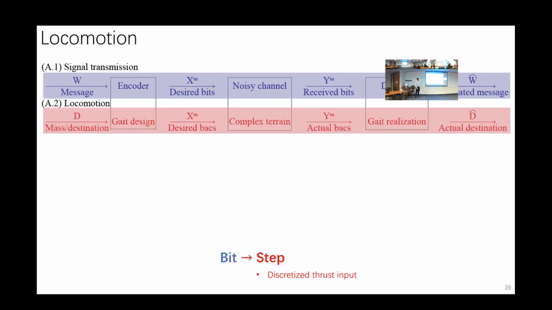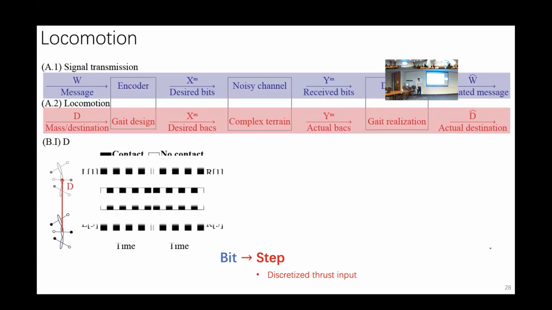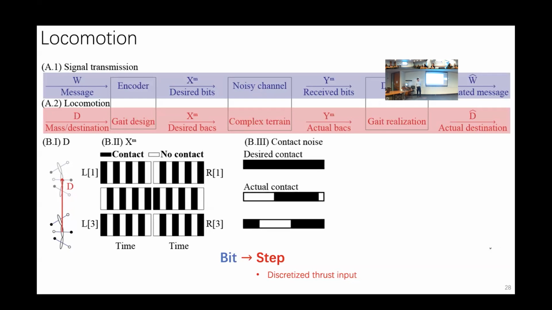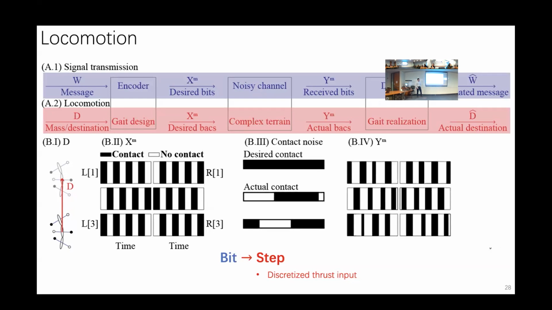Here we have a locomotion task. The robot needs to go from A to B over some distance D. To go there, we design some spatial and temporal distribution of steps, telling us when and where we should make a contact. But as the robot implements the stepping patterns, it can get contaminated, and the actual stepping patterns can contain some noise.